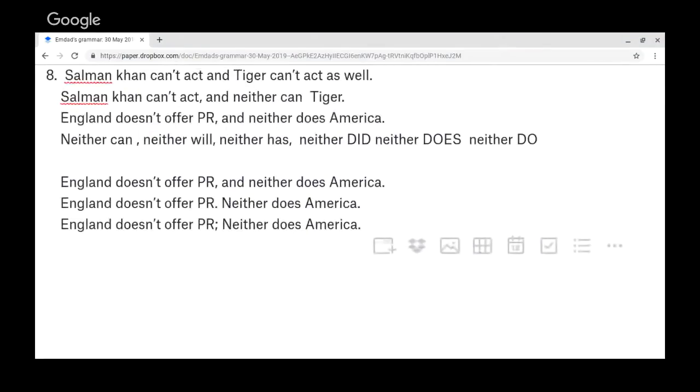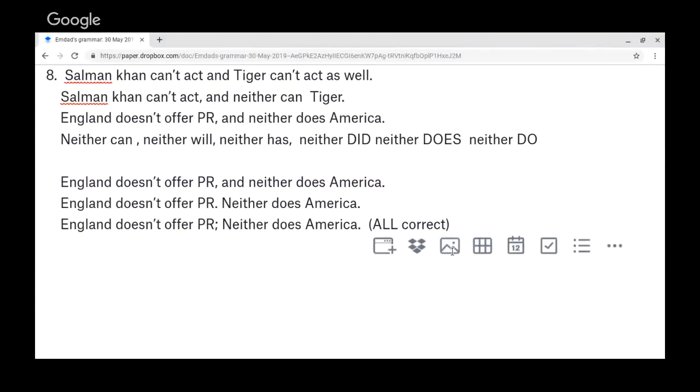England doesn't offer PR and neither does America. Number one, with comma in and. England doesn't offer PR, full stop, neither does America. England doesn't offer PR, colon, neither does America. All of them are 100% right. Write it here. All of them are correct. So you can write the sentence using any of the three ways. Is it clear? Any of them. So all of them are correct.